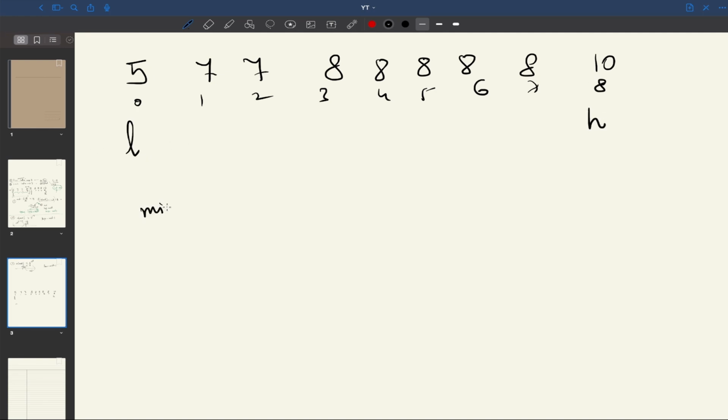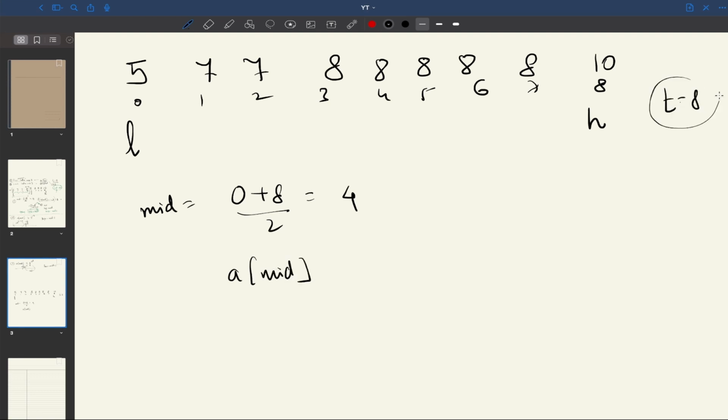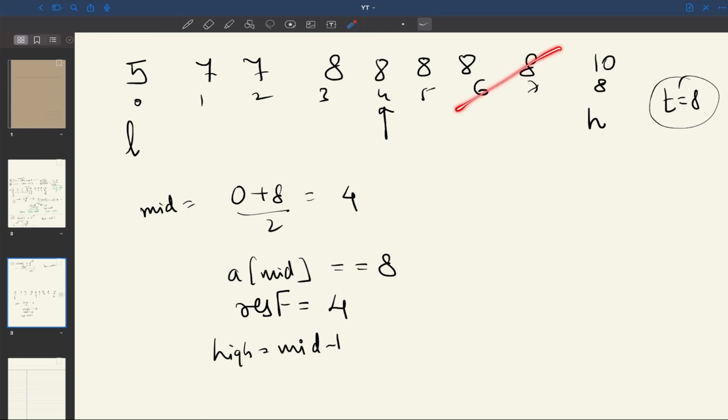You find out the mid value, which is going to be 0 plus 8 by 2, which is 4. So we check A of mid. Is it equal to the target value 8? Yes, because A of 4 is equal to 8. So what we're going to do is store in result of f the mid index, which is 4, and go to high equal to mid minus 1. What does this mean? We are trying to discard this part of the array, and now our search space is only this, from 5, 7, 7 to 8.